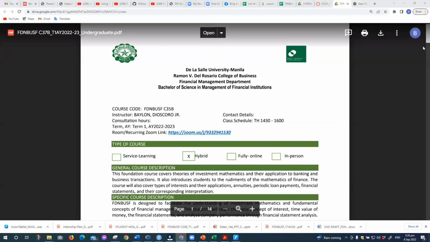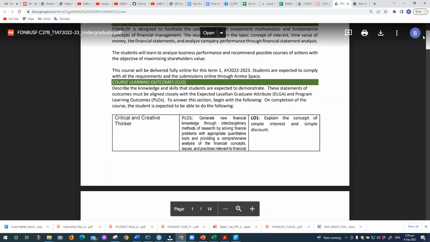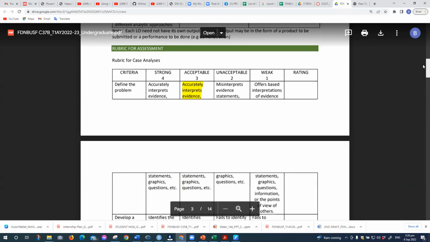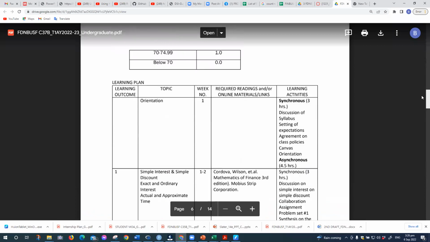Okay, so let's start the ball rolling. Let's start the ball rolling by going to our first lesson. And yung simple interest. So, ito yung pinakamadaling topic natin, yung simple interest.